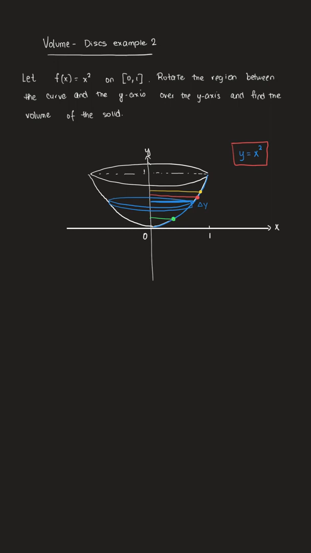When we solve that for x, we're going to take the square root of both sides, so we get x equals the square root of y. And the region is only for positive x's, so I only need to take the positive square root here. That's going to give us the radius.